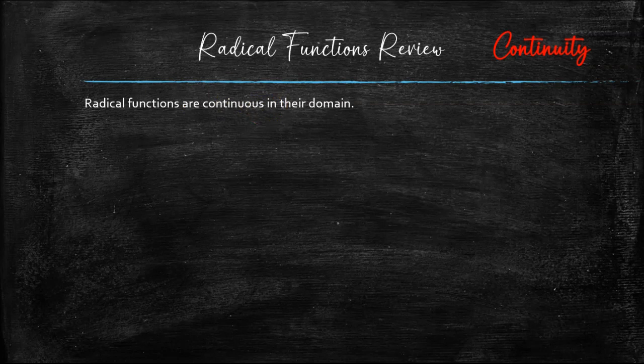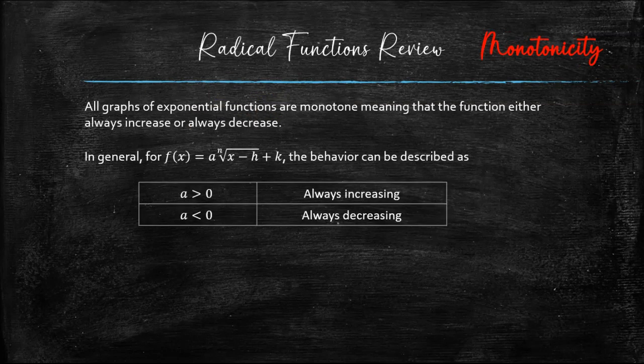So when n is odd, it's all real numbers. When n is even, it's wherever that graph starts, that's where it continues. It doesn't have discontinuity points, but it does have points at which the graph is not defined. So you just need to remember that, and not to say that radical functions are continuous on the entire real number line. That's not true.